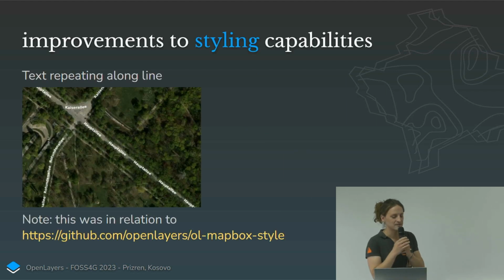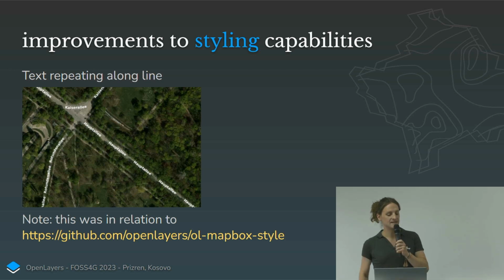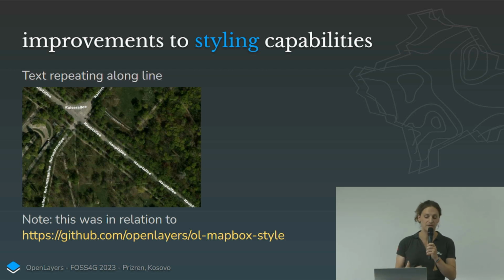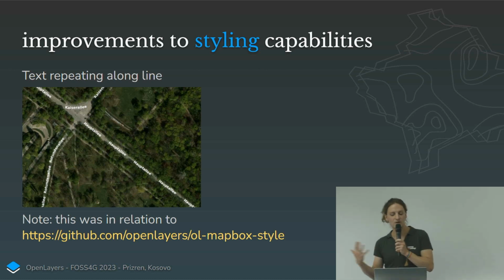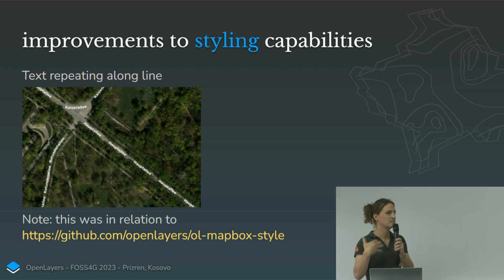Right, so new features. There was a new styling property for text. Now you can specify a repeat interval alongside lines for text. You can specify an interval in pixels, and then you will see the labels repeating here. This was done in relation to OL Mapbox style, which is a kind of sister library that parses Mapbox style objects and creates an OpenLayers map out of it. And so this is an ongoing effort to be more and more compliant with the Mapbox style specification.